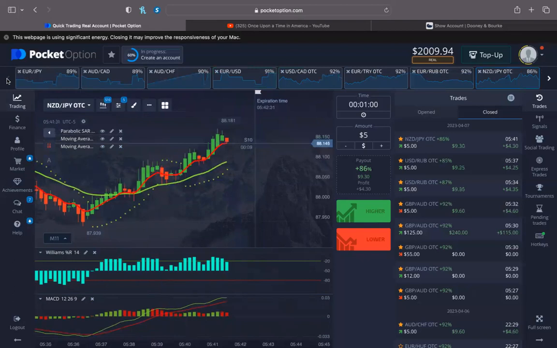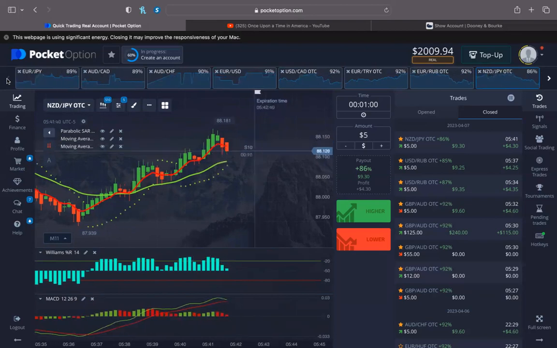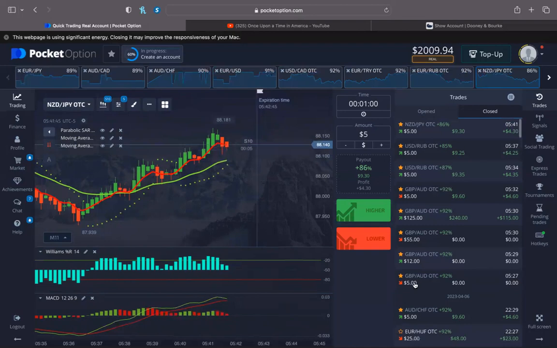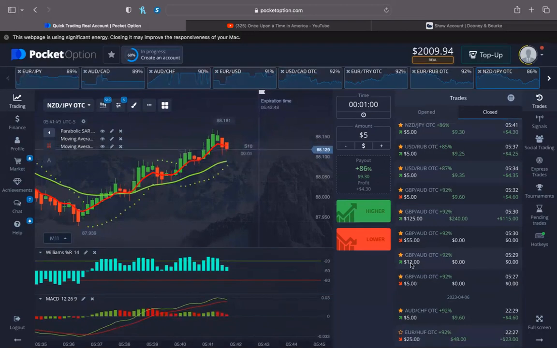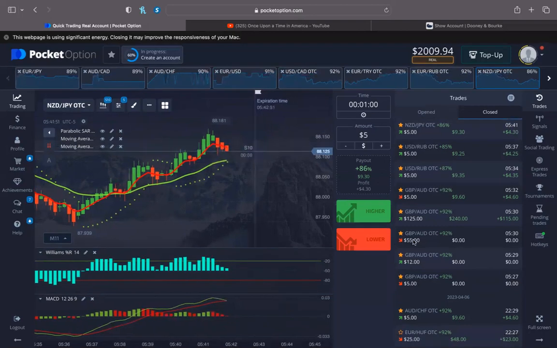Now, as far as my trading style, I would not advise going over 1% on starting trades. Me personally, if I miss a trade, I like to double up. So as you can see here, I had a $5 trade. I missed it. So I doubled up to 12. And then I skipped up to 55. And then I hit it at 125.